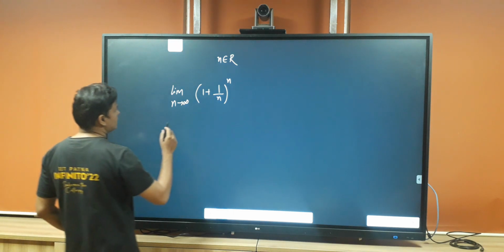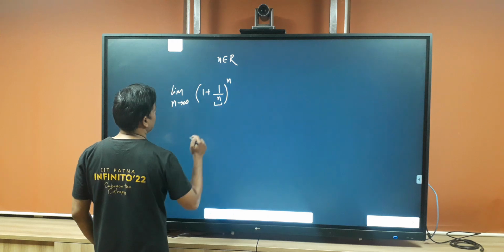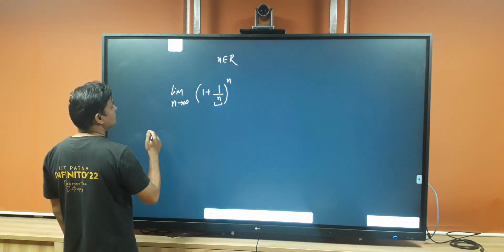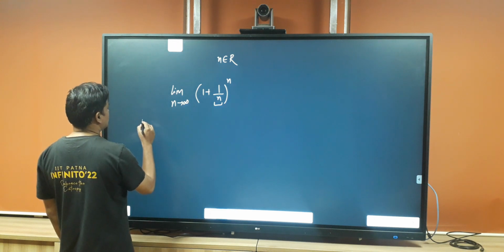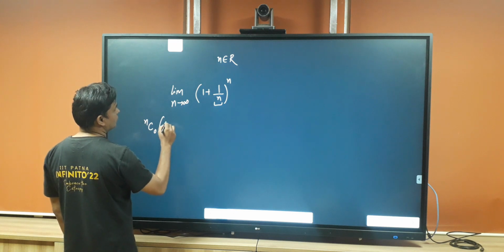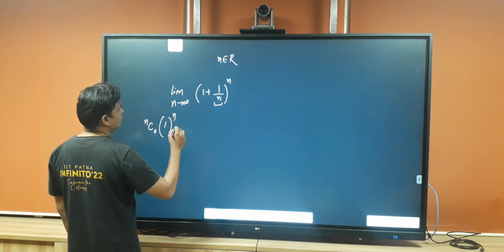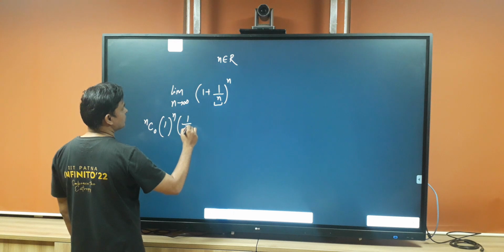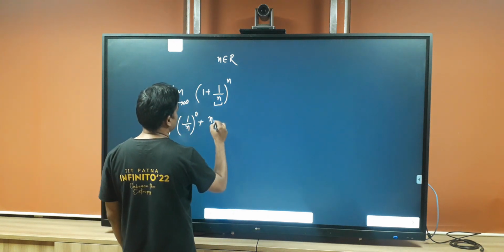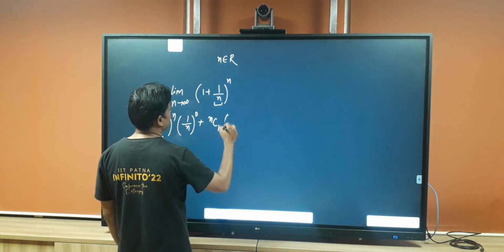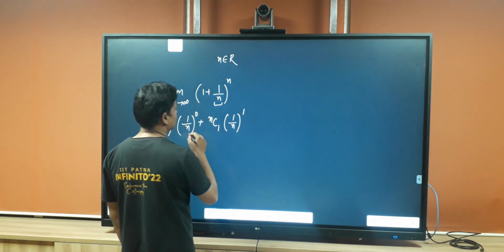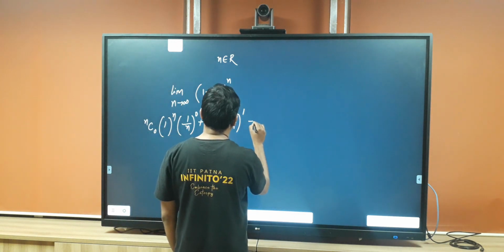Now see, as n tends to infinity, 1 upon n will be less than 1, obviously, because n is growing way large. Then I can apply the binomial theorem, and from the binomial theorem I can write nC0 1 raised to the power n and 1 upon n raised to the power 0. Then again I can write nC1 and 1 upon n raised to the power 1. I am not repeating 1 raised to the power because it is redundant.